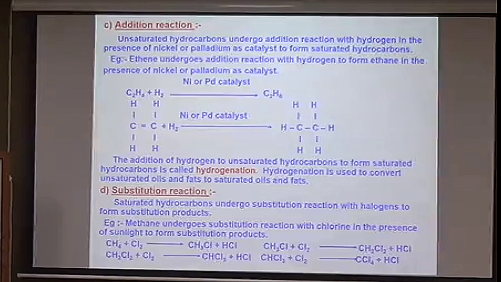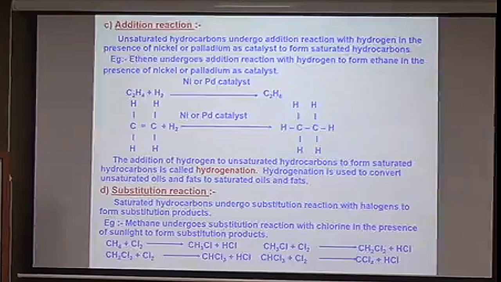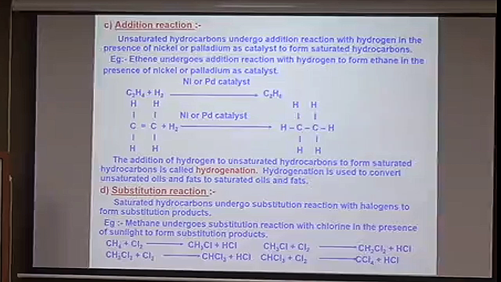Such a reaction in which a molecule gets added across a double bond or a triple bond, we call addition reaction, and as I told you, unsaturated carbon compounds undergo addition. And this particular addition of hydrogen we call hydrogenation, which is used to prepare vanaspati ghee from vegetable oil.